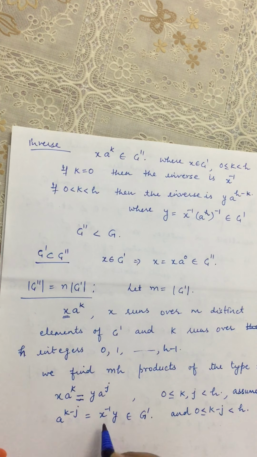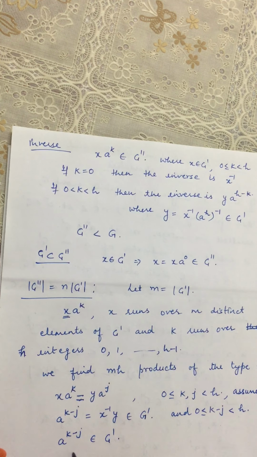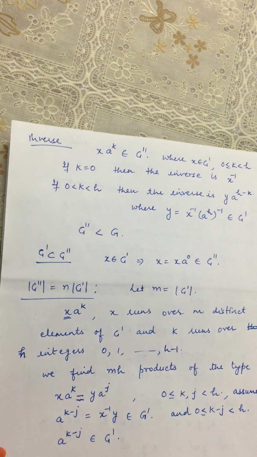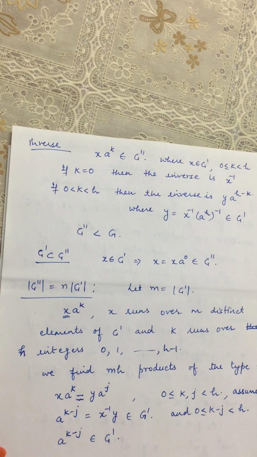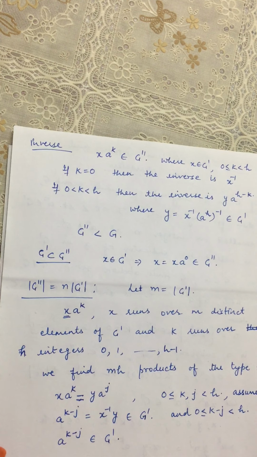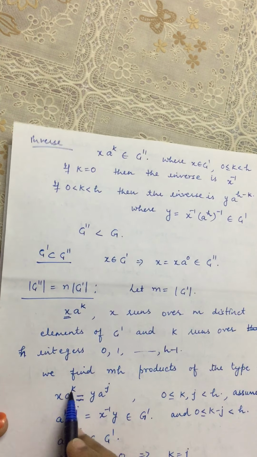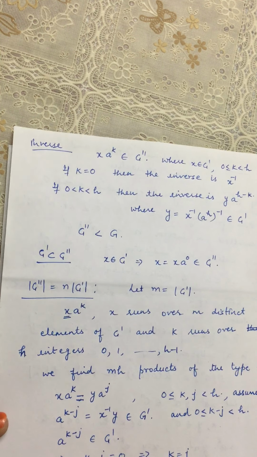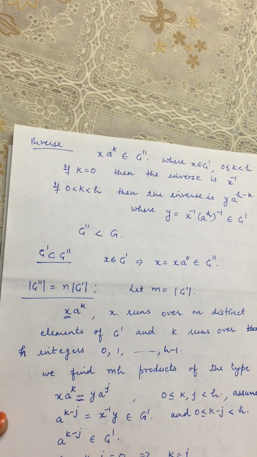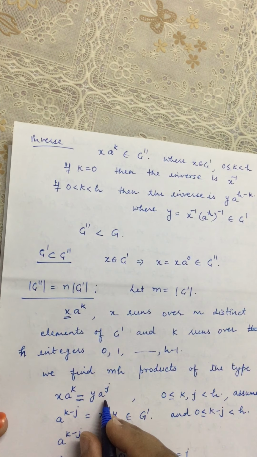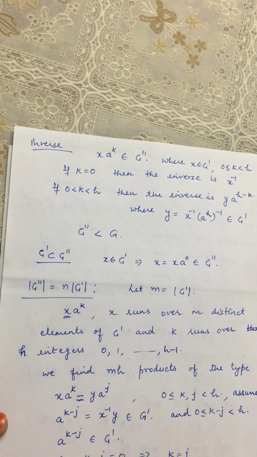So since this element belongs to G dash, a raised to k minus j also belongs to G dash. But we know h is the indicator of a in G dash, and therefore h is the smallest power of a which belongs to G dash. Since k minus j is less than h, it should be 0 only, which means k is equal to j. And if k is equal to j, then from this equation x is also equal to y. So x a^k and y a^j are the same only when x and y are the same and k and j are the same.